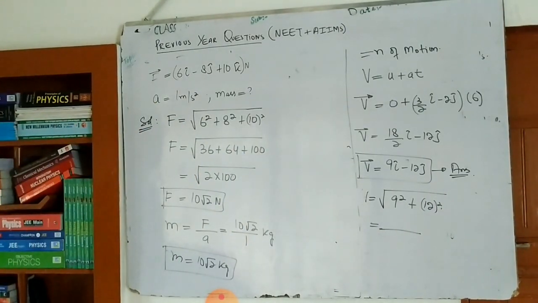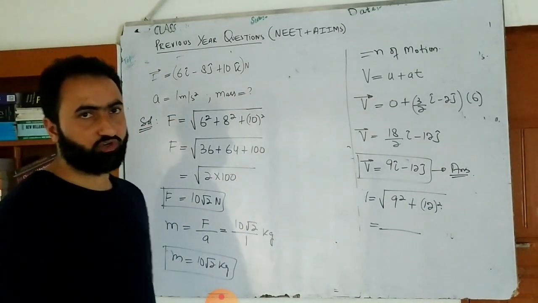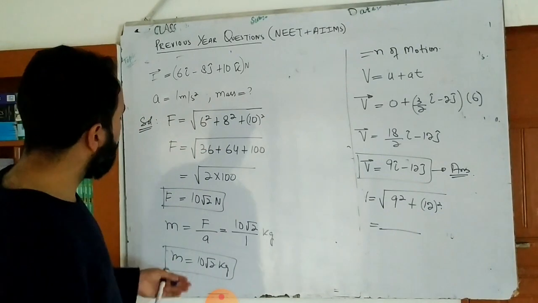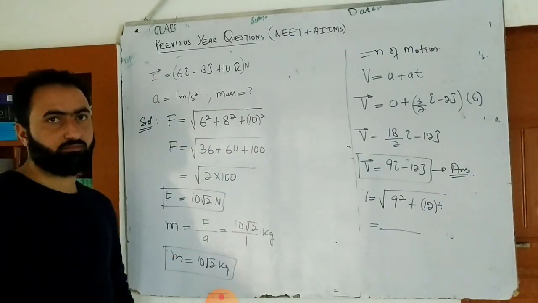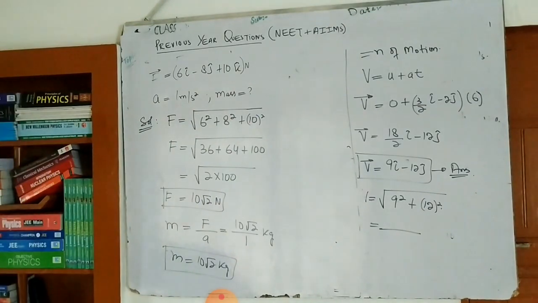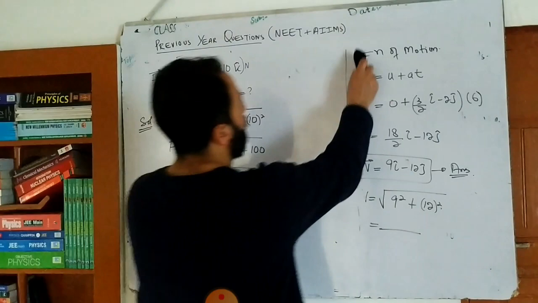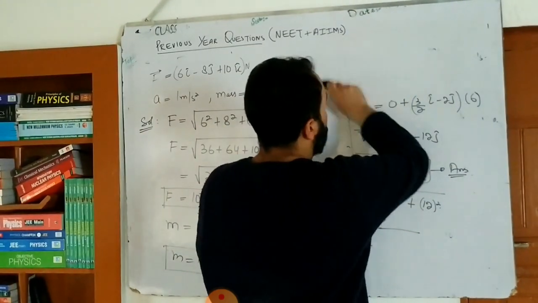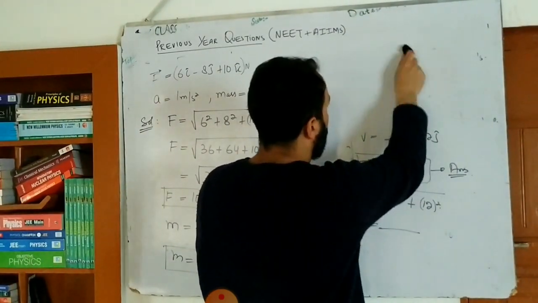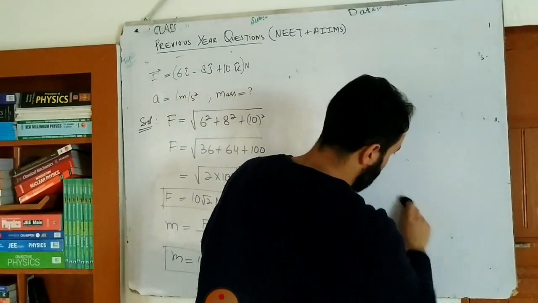Okay, easy problem. Simply force is given, acceleration is given to us, and we are supposed to calculate the mass. So simple substitution. There is no rocket science in it. So write it down. Okay, so we have done 3 examples that are asked on Newton's second law of motion in NEET and AIIMS.